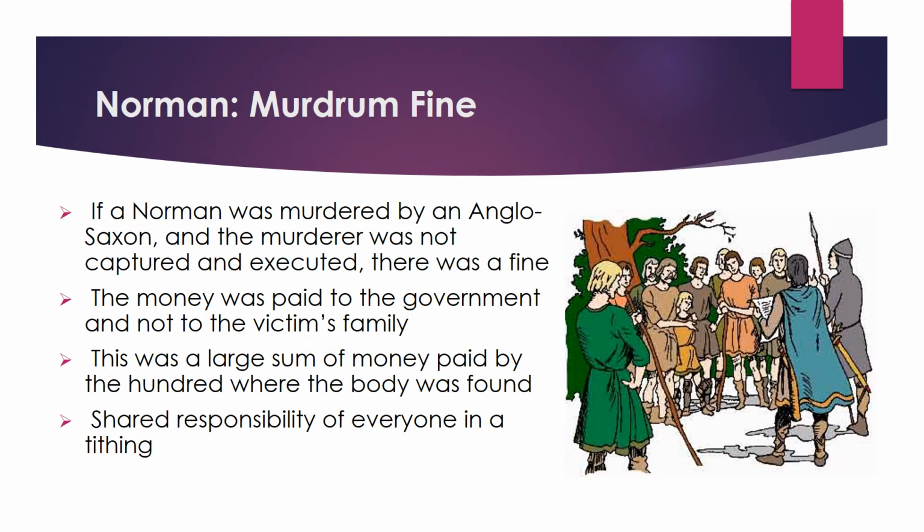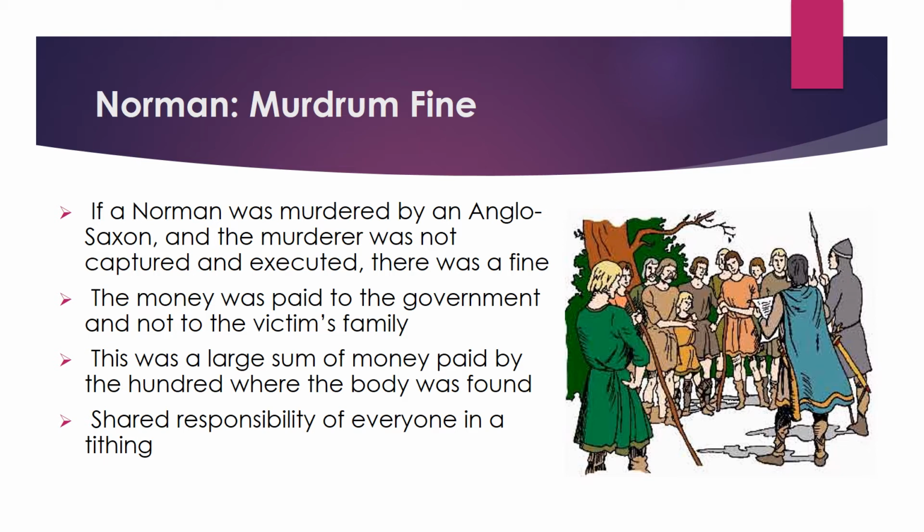Okay, so now we've moved along to the Norman time period, so this is 1066 up until about 1154. This new punishment is called the murdrum fine. It replaces the Anglo-Saxon system of wergild, so it is a fine paid for the murder of someone. However, the money was paid to the government and not to the victim's family. So this is the key difference between wergild and murdrum. Wergild, the money is paid to the victim's family. Murdrum, the money is paid to the government.